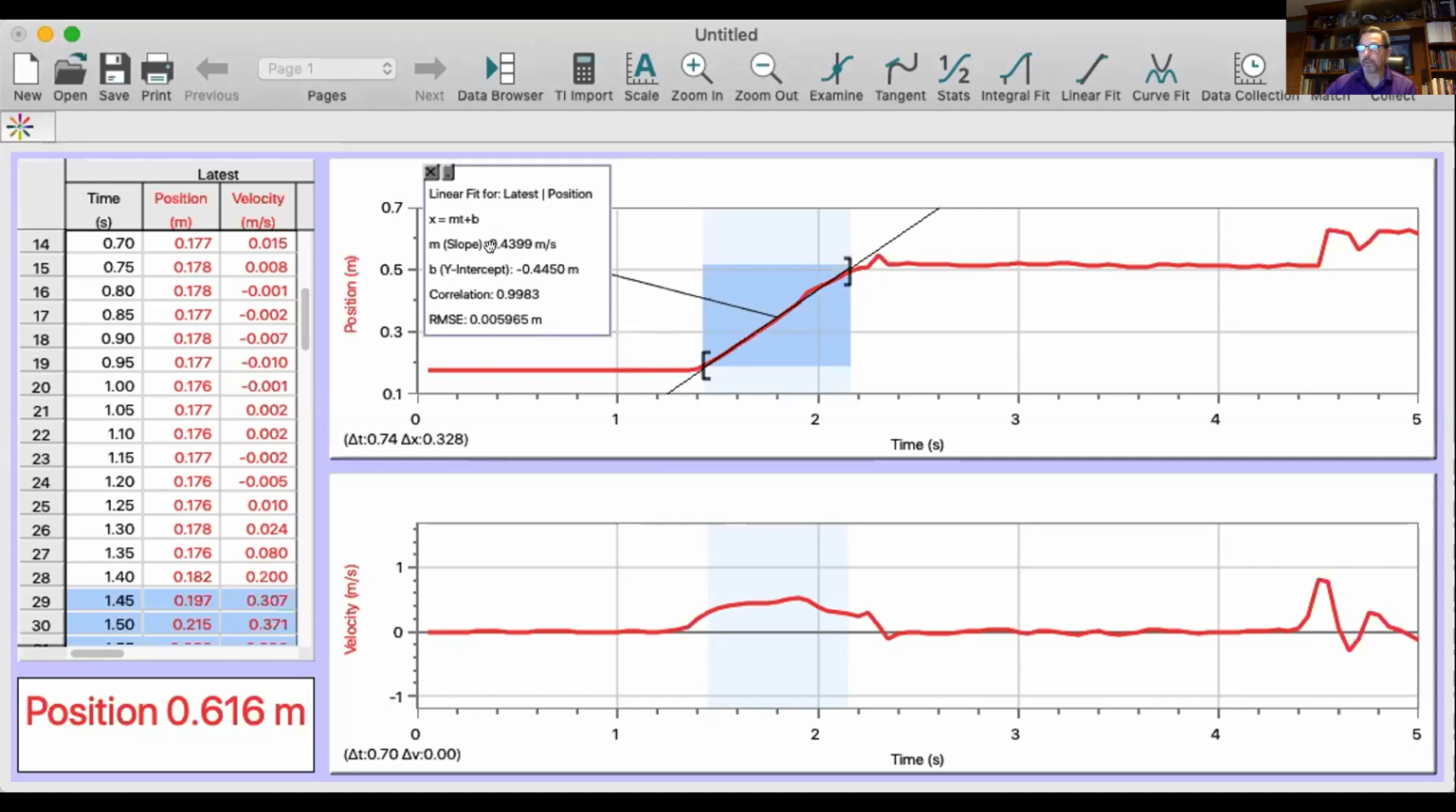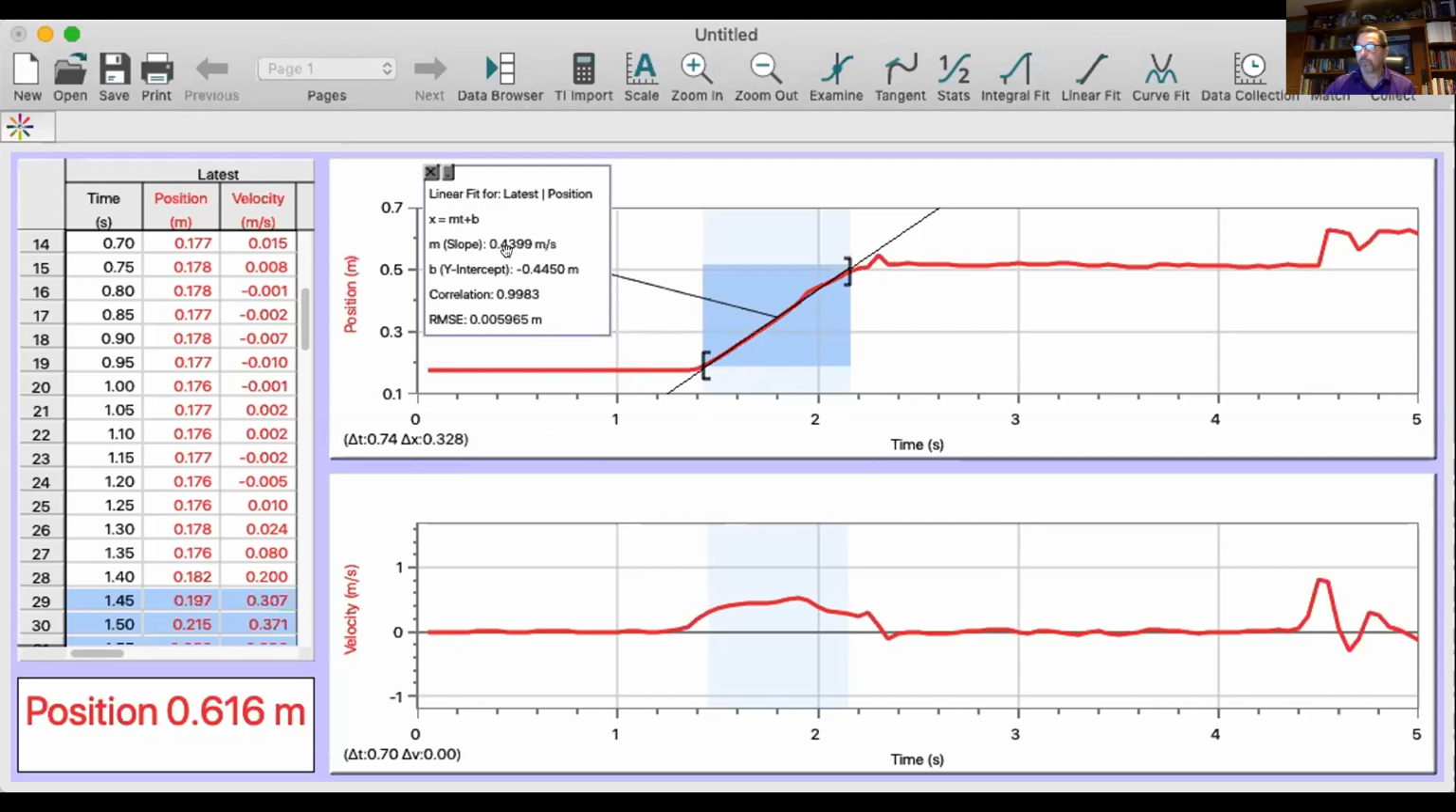The slope is 0.4399. And now it's time to answer that rhetorical question. It's kind of interesting. It's rise, displacement, over run, time. The units are meters per second. Right there, that tells you the answer to what is the slope of the position versus time curve. The units are telling me it's velocity, and it is.